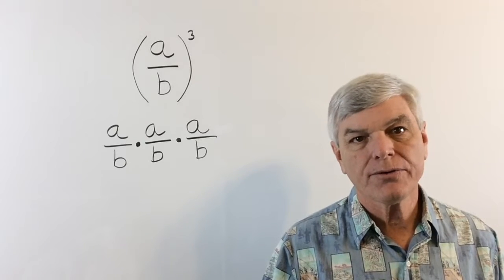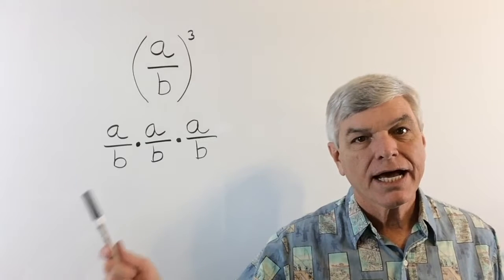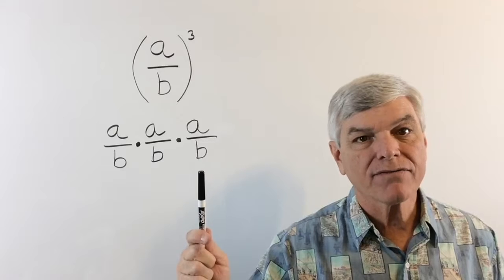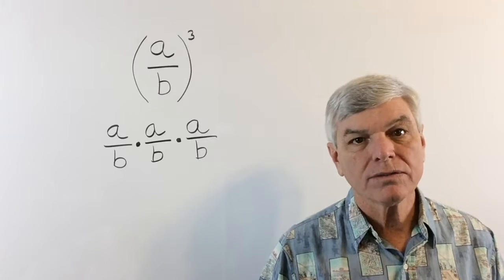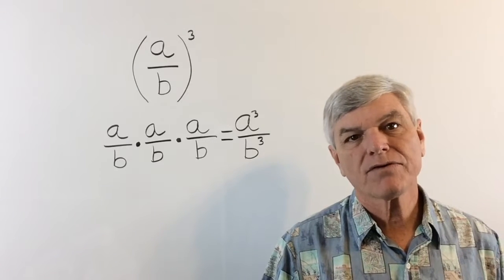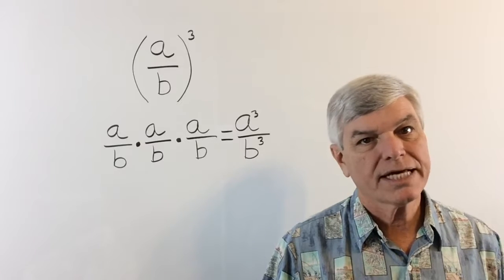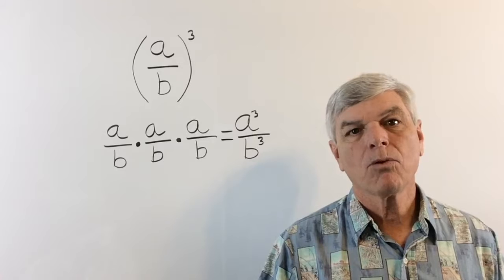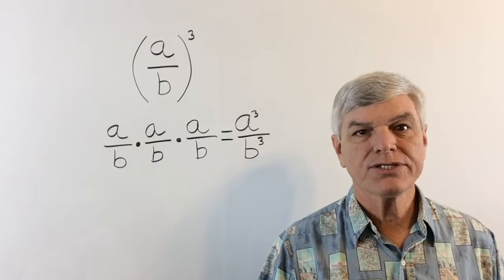A over b cubed is a over b times a over b times a over b, and that would equal a cubed over b cubed. The same answer that we had before. Now let's look at some more complicated problems using these rules.